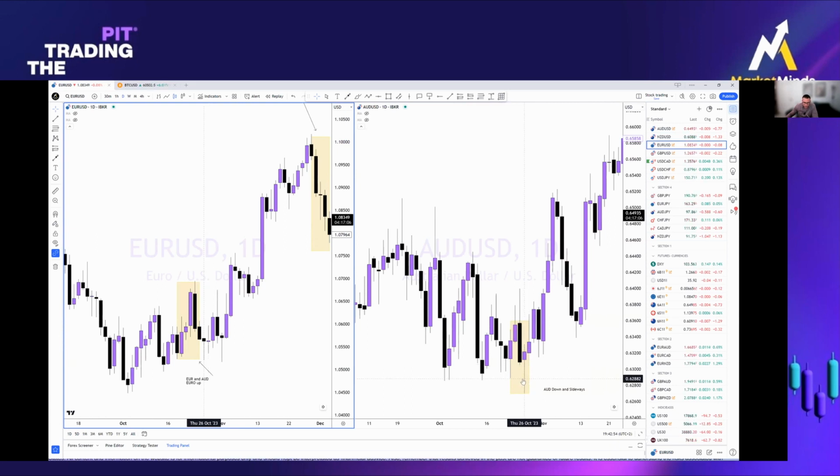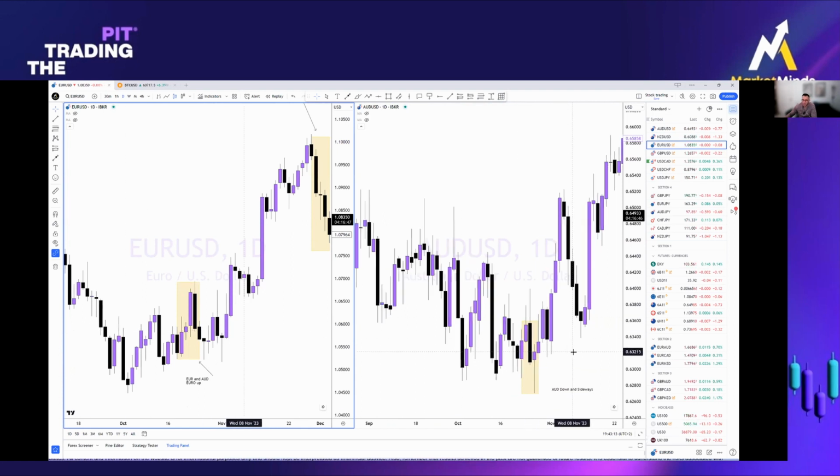Some traders like to trade this false breakout down there. Some other traders preferred to take the trade on the euro because it already made this new high. That's based on each and every trader's preference.